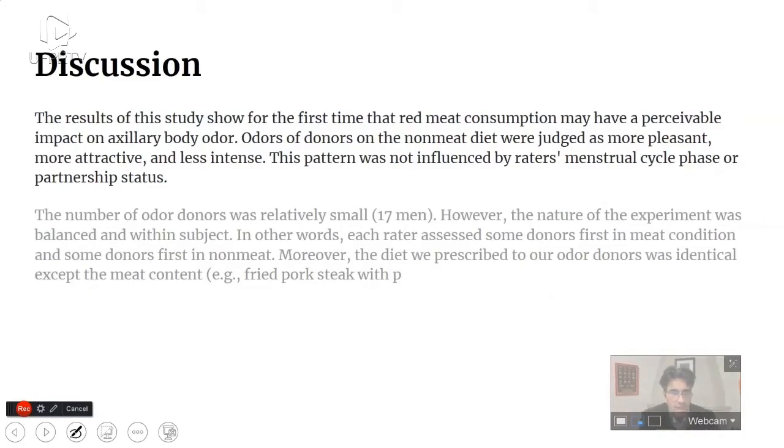All right, now, in the discussion section, they recap what they did before. So they say the results of this study show for the first time that red meat consumption may have a perceivable impact on body odor. They mentioned then that this pattern was not influenced by raters' menstrual cycle phase or partnership status. This here is not necessary, they're not obliged to put this sentence in the discussion. There's nothing that makes them do that. But why do they do that?